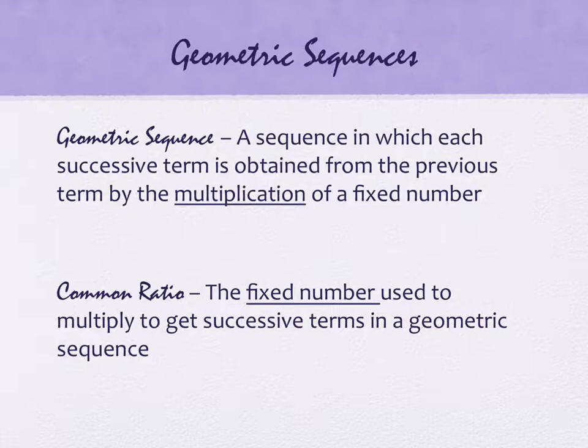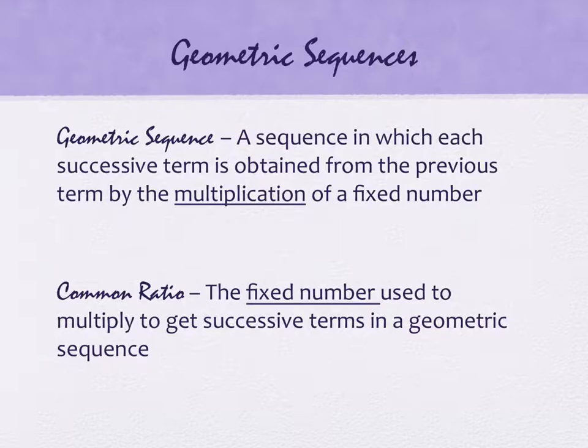Second type of sequence, geometric. This doesn't mean geometry in the sense of pictures, by the way. But a geometric sequence is a sequence where the successive term is obtained from the previous by the multiplication of a fixed number.